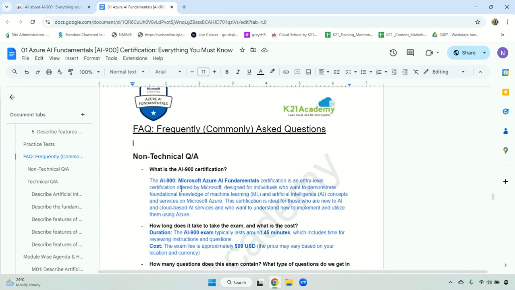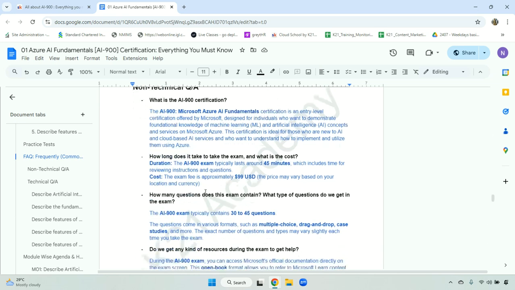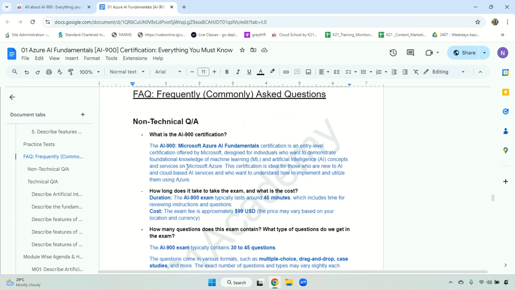Also, as I said, we have added some frequently asked questions, some FAQs, which include the non-technical questions also, like what is this AI-900 certification all about? So if you are not aware about what the certification is all about, we have included the answer for it. This is basically an entry level certification, a fundamental level certification. It is ideal for those who are new to AI and cloud-based AI services and who want to understand how to implement and utilize them using Azure. For them, this certification is going to be useful.